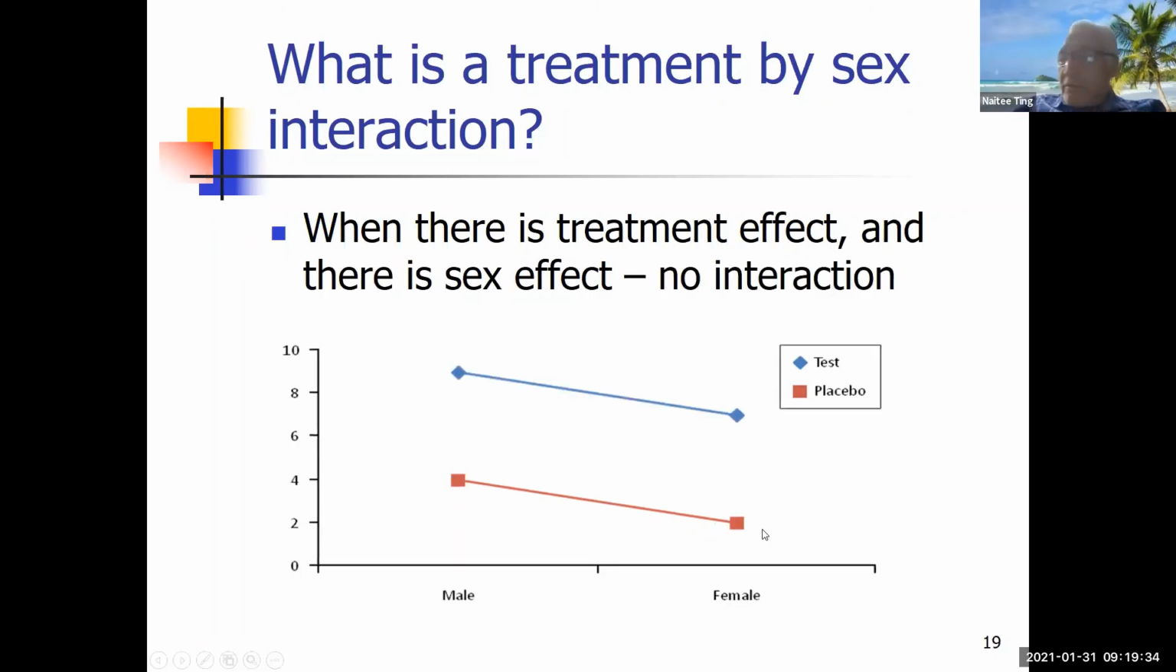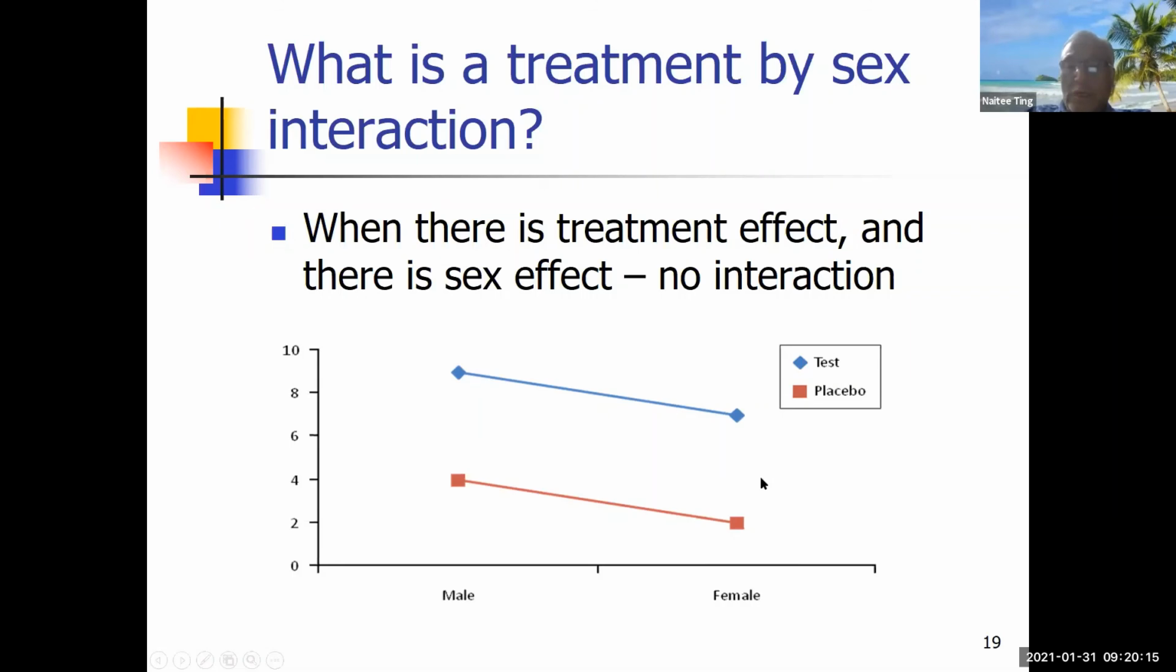What if we have both? Now we have both a treatment effect and a sex effect, but there's no interaction. In this case, the treatment benefit for male and the treatment benefit for female are the same. Although the male effect is higher than the female effect, the treatment differences are the same. So there's no interaction. Statistically speaking, this is what we call parallelism. Once the lines are parallel, there's no differential effect across sex.